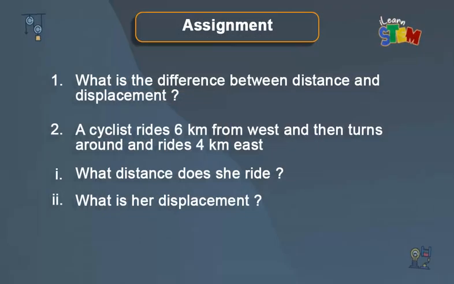I have 2 assignments for you to work on. Number 1. What is the difference between distance and displacement? Number 2. A cyclist rides 6 kilometers west and then turns around and rides 4 kilometers east. What distance does she ride? What is her displacement?